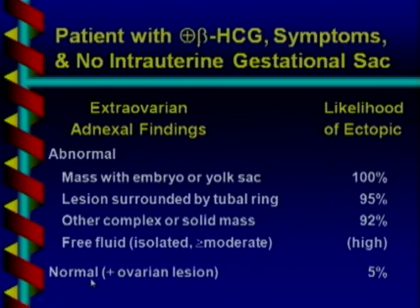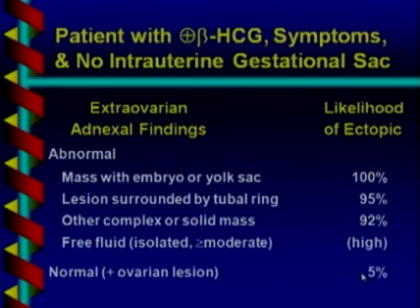Now at the bottom is the situation in which our patient who has a positive pregnancy test, symptoms, nothing in the uterus, also has nothing in the adnexa, at least nothing outside the ovary. So there may or may not be an ovarian lesion, but we ignore those as corpus luteums. So if the adnexa outside the ovary is normal in such a patient, the likelihood of ectopic is far lower than when the adnexa are abnormal, but it's not zero.